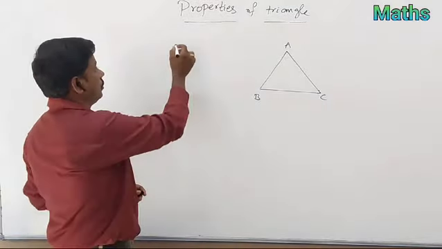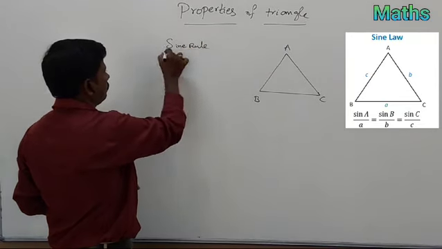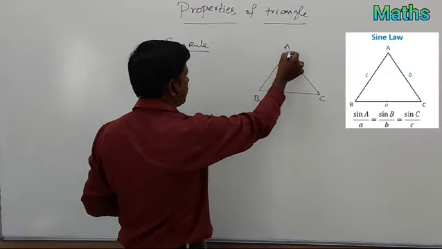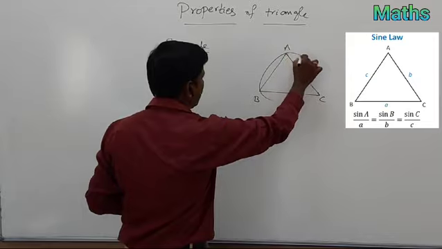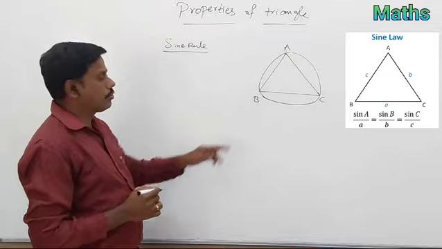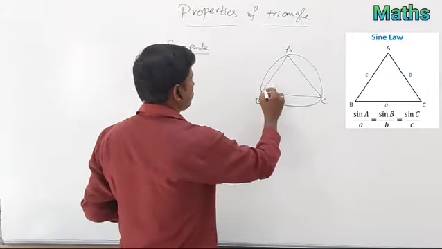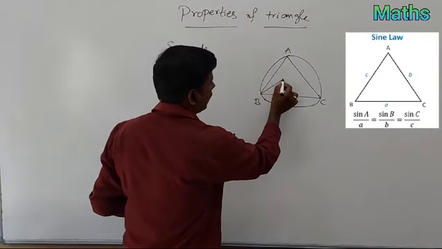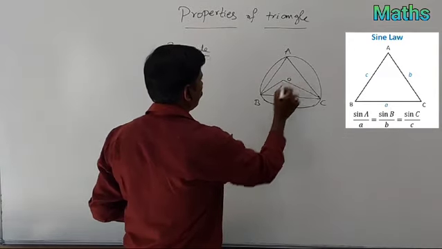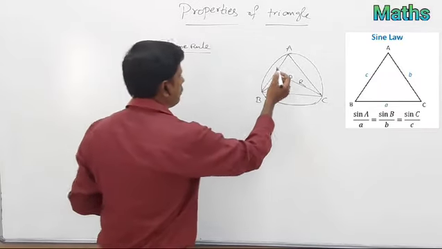Let us see now how to prove the sine rule. So first take a circumcircle. The circle is passing through the three vertices of triangle ABC. So now you observe here the property of the circle. You can take a constant radius from here to here. That is a capital R.